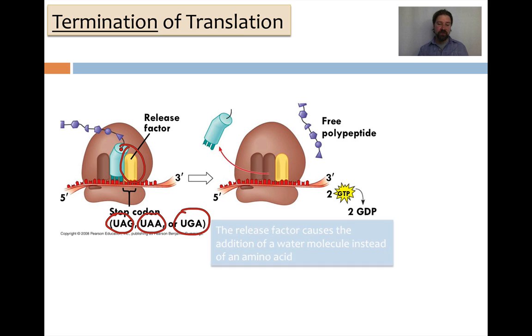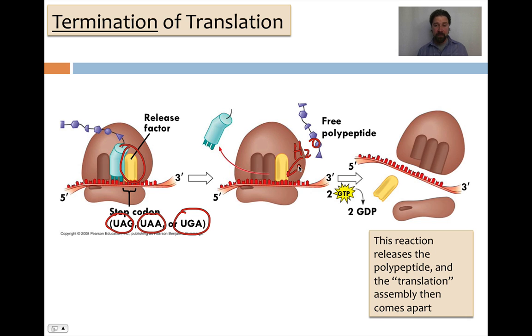So our release factor now, instead of a tRNA, is what's present in that location on the A site. When the release factor binds, instead of adding an amino acid, there's going to be a water molecule added. And that water molecule is then going to allow this to happen. So everything will come apart. Translation has come to an end by way of adding a molecule. Both subunits of the ribosome are released. The mRNA is released. The release factor is released. And we're ready for a new message somewhere else within the cell.